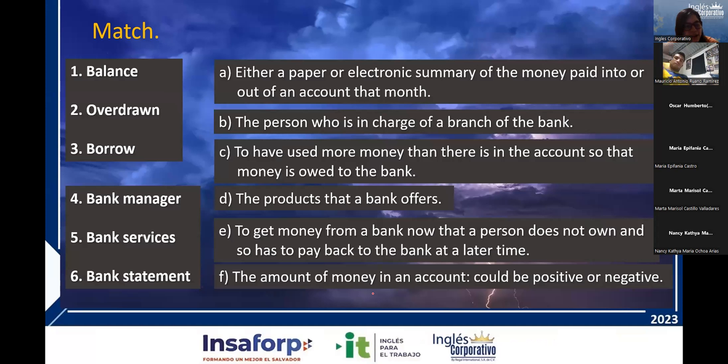Now, here I have six more words. We have balance, overdrawn, borrow, bank manager, bank services, and bank statement. So what you're going to do here is match the definitions with these new words, right? Okay, match the words with the definitions.